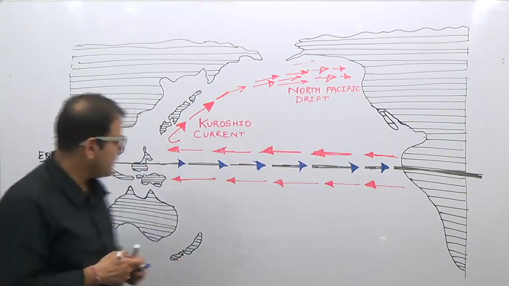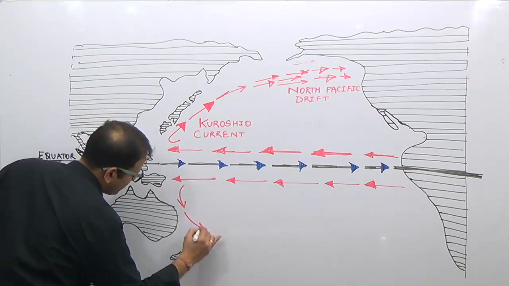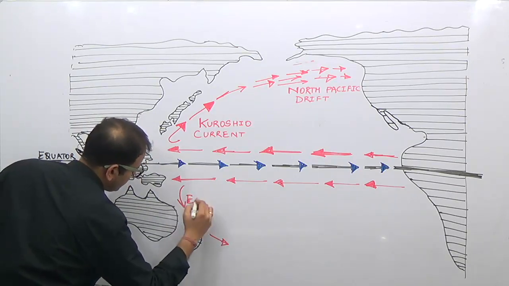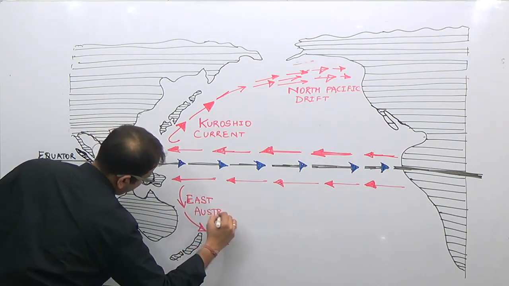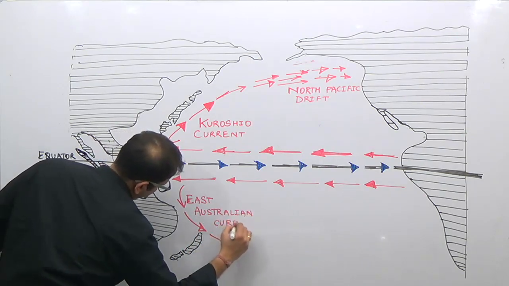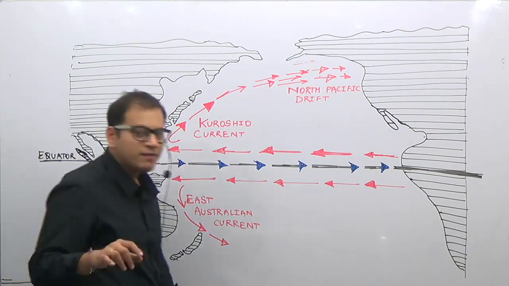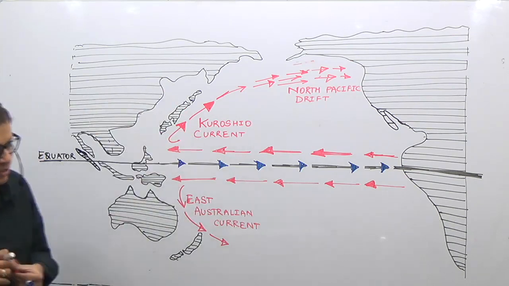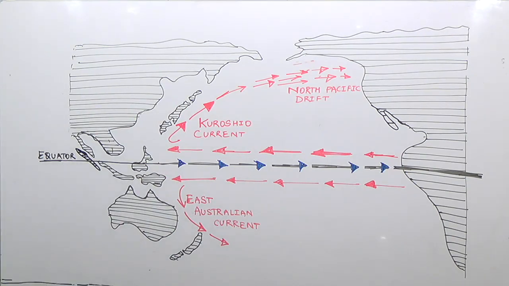In the southern hemisphere, a simple current system goes along the eastern coast of Australia, which is known as the East Australian current system. So the important warm currents here are the Kuroshio current system, East Australian current system and the North Pacific Drift system.